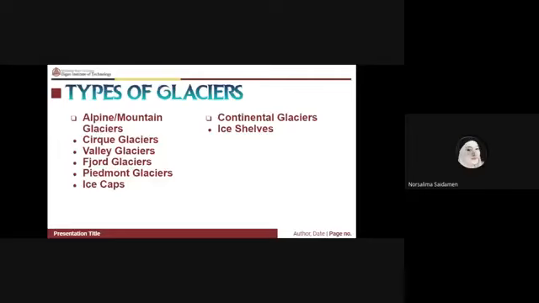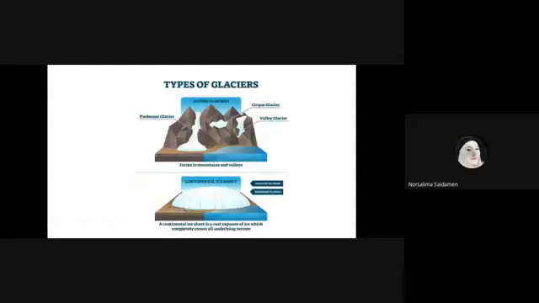So under the alpine or mountain glaciers, we have the cirque glaciers, the valley glaciers, the fjord glaciers, the pediment glaciers, and the ice cap. And then under the continental glaciers, we have the ice shelves. So alpine glaciers are glaciers found on mountains or mountain ranges or valleys. On the other hand, continental glaciers are the glaciers that cover the underlying terrains.